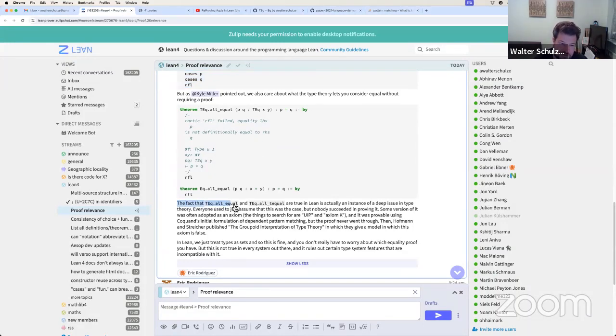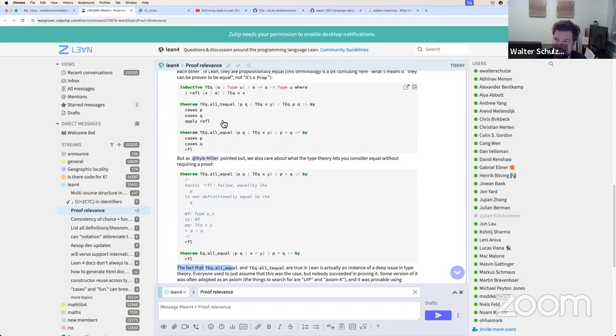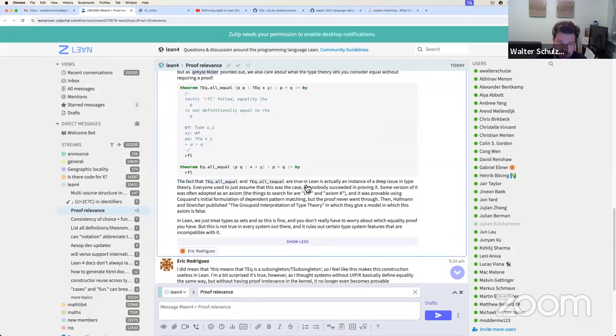Okay, so here, the fact that these are true, that we don't want to be in Lean, is actually an instance of a deep issue in type theory. So yay, we found a bug. Everyone used to just assume that this was the case, but nobody succeeded in proving it. What did they assume was the case? That this was an issue, and they didn't succeed in proving that it was an issue.